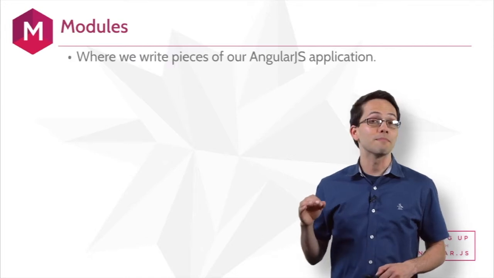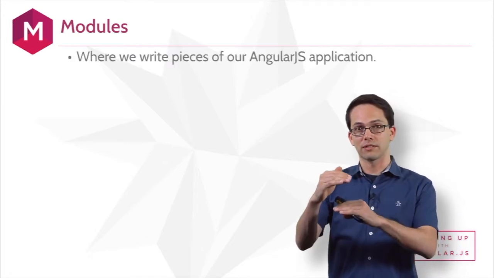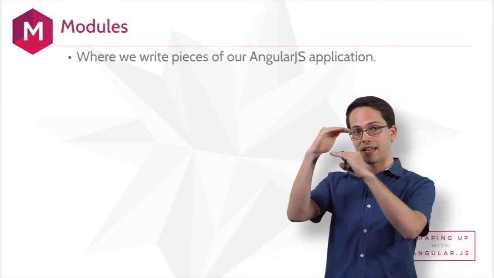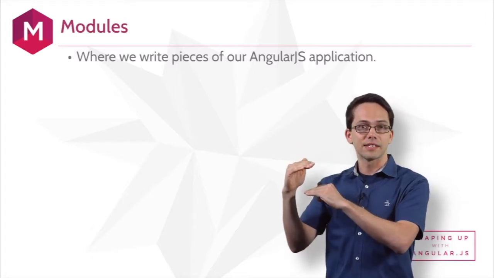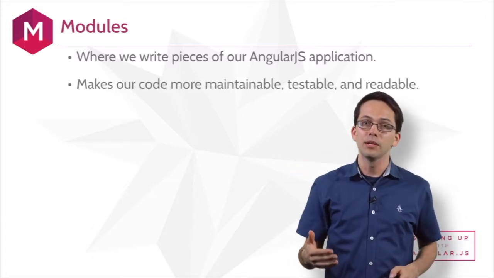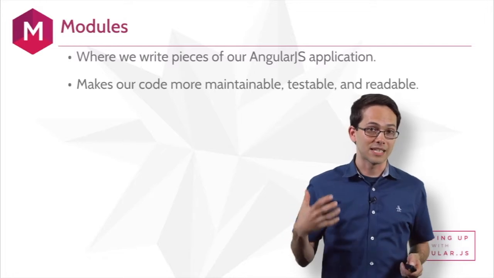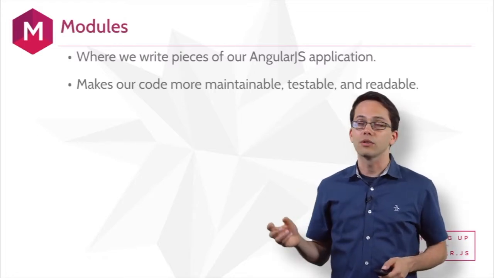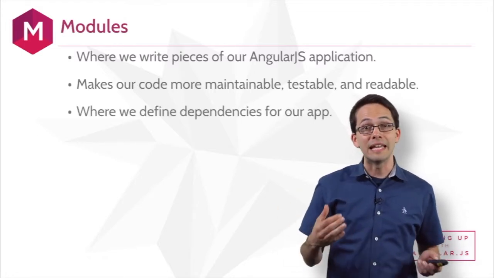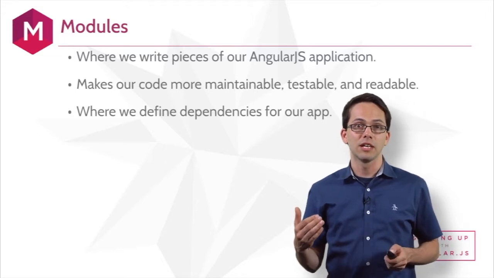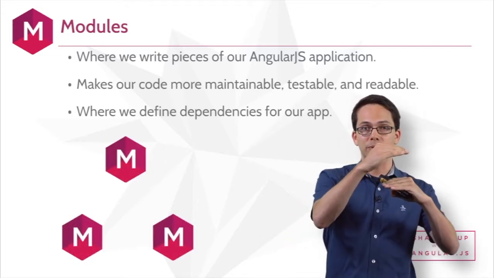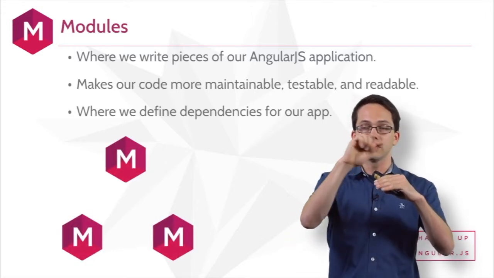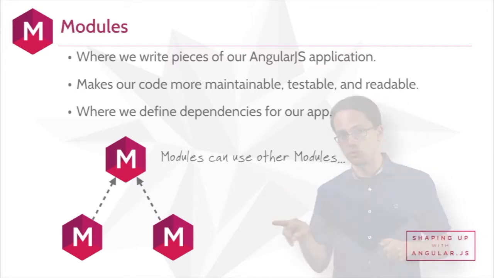The next component of our Angular application that we need to learn about is modules. Modules are where we write pieces of our Angular application. It's how we keep our code encapsulated. Because of this, it makes our code more maintainable, more readable, and more testable. Also, it's where we define all of the dependencies for our application, because we might run one module, and we can tell our code this module depends on these two modules.